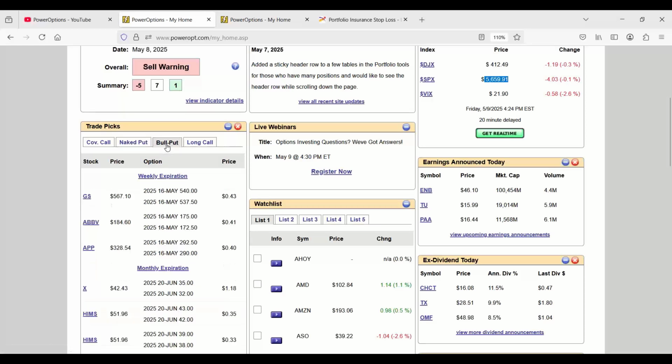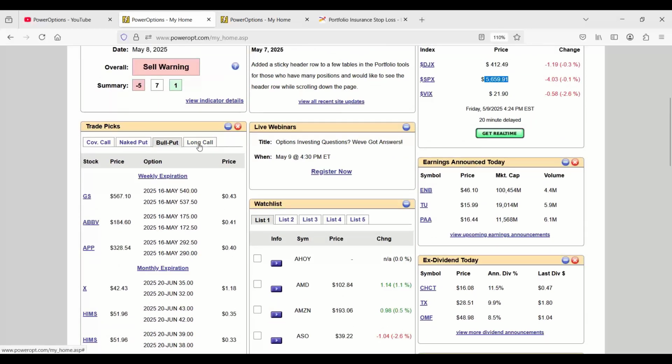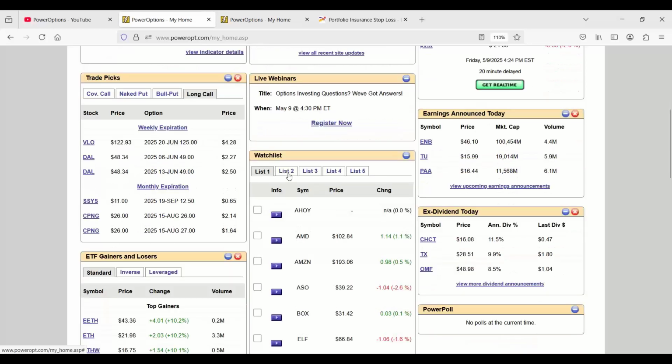The bull put credit spreads, the weekly bull puts that I use, also monthly bull puts that are available, and the long call trade picks weekly and monthly as well. So you can take a look at those. And of course, you have your watch list. You can set up a variety of different watch lists, up to 5 watch lists of stocks that you're tracking, stocks that you're trading, and much, much more.